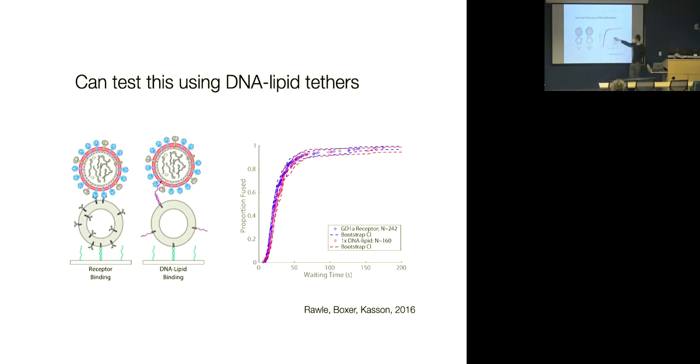For influenza, these are fusion cumulative distribution functions that we measured using a glycosphingolipid host receptor and using this DNA attachment. And in the case of influenza, as best we can tell, cell receptors are just attachment factors. These curves are identical, and the fusion for immobilized viruses is pretty similar.